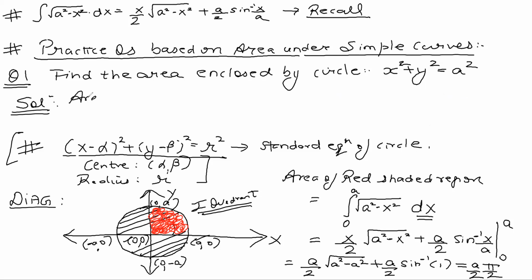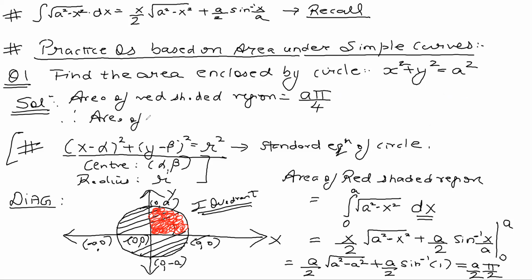So guys, area of the red shaded region is how much? It is a by 2 into pi by 2, which is a pi by 4. Therefore, area of the whole circle. How will I find this? What will area of the whole circle be? So area of the whole circle will be multiplied by 4 simply.